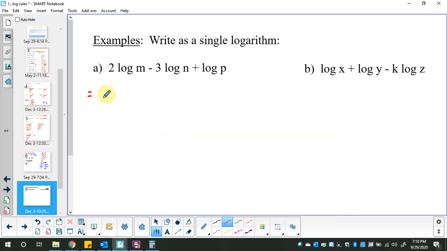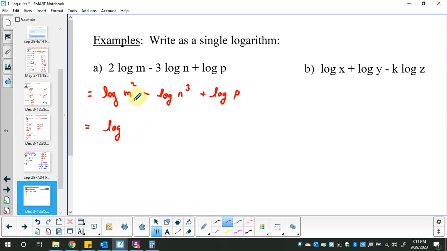So I'm going to write that as log base invisible 10 of m to the 2 minus log base invisible 10 of n to the 3 plus log base invisible 10 of p. So that piece didn't change. So I'm going to take this step by step. It can be done in one big swoop.